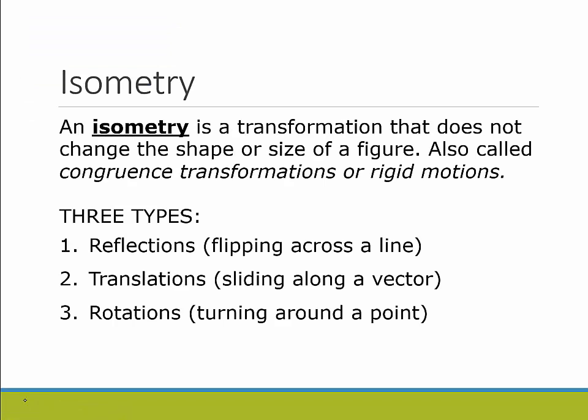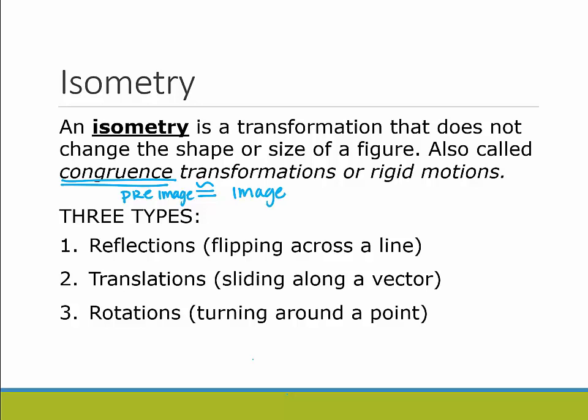Isometry is a transformation that does not change the size or the shape of a figure. They're also called congruence transformations or rigid motions. So it's important to notice this word here. This means that everything we do is going to be congruent. You're going to start with a pre-image for all of these things, and you're going to get an image, and they are going to be congruent.